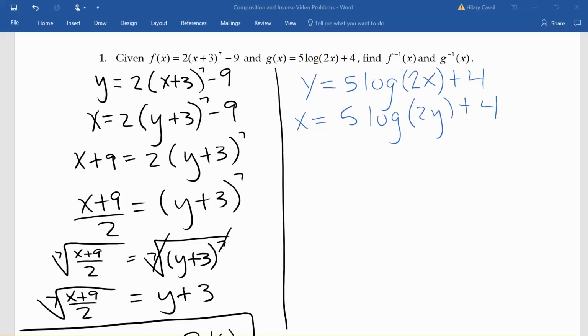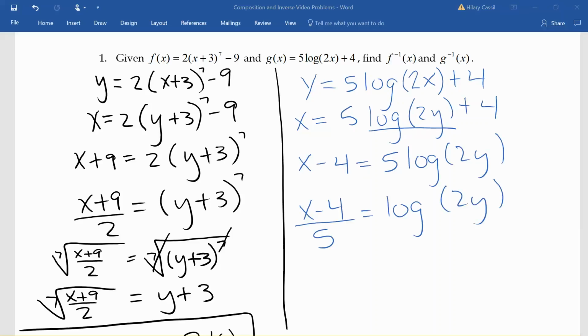So what we know about solving log equations is that we want to isolate the log part. So we'll go ahead and start by subtracting 4 and dividing by 5. And we'll be left with x minus 4 divided by 5 equal to the log of 2y. So we know this log has a base of 10. It helps some people to go ahead and write that in there.